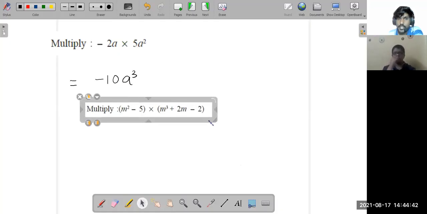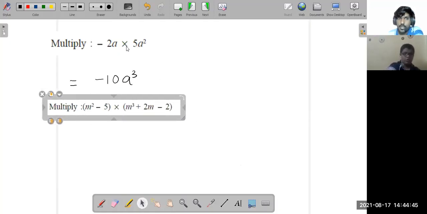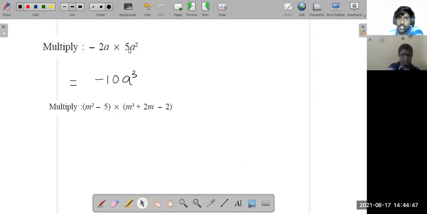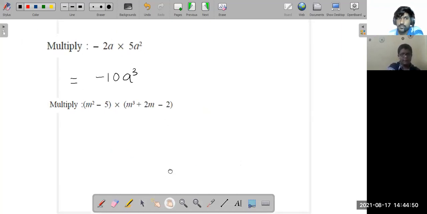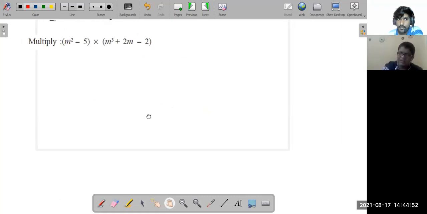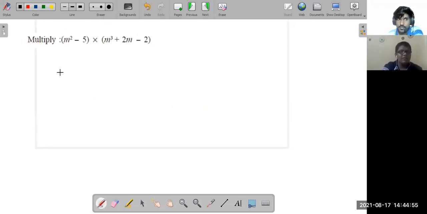Something like this. How will I multiply this? You remember last time you must have studied bracket to bracket multiplication. What you have to do in such a sum, when you have more than one term, is look at the first term of the first bracket. It is m square. So you write m square and multiply it with the entire second bracket: m square multiplied by m cube plus 2m minus 2.